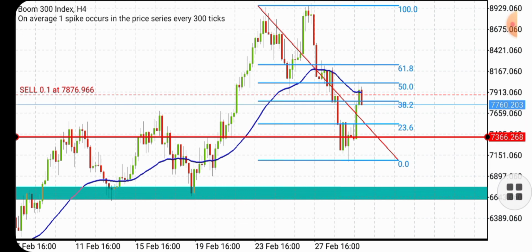So what am I talking about right now? We have seen how it respected the level 50, that is the equilibrium point of the Fibonacci levels.